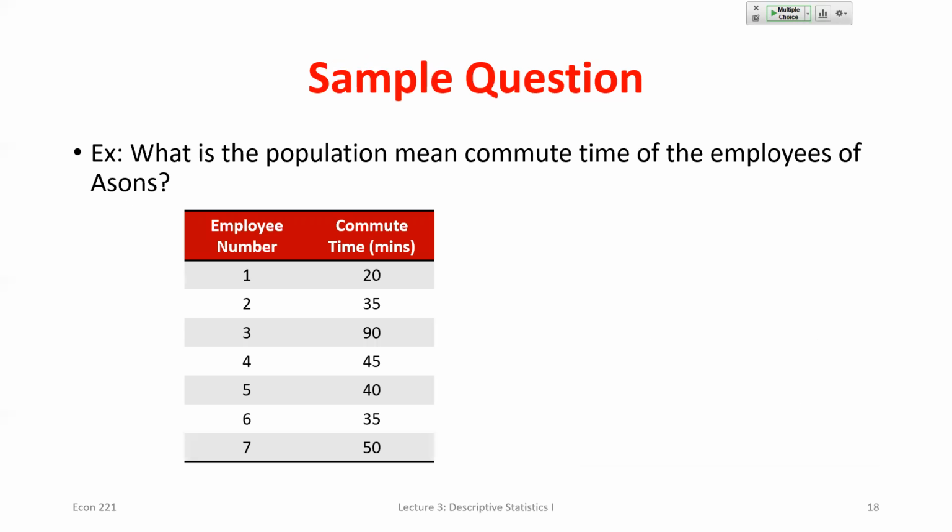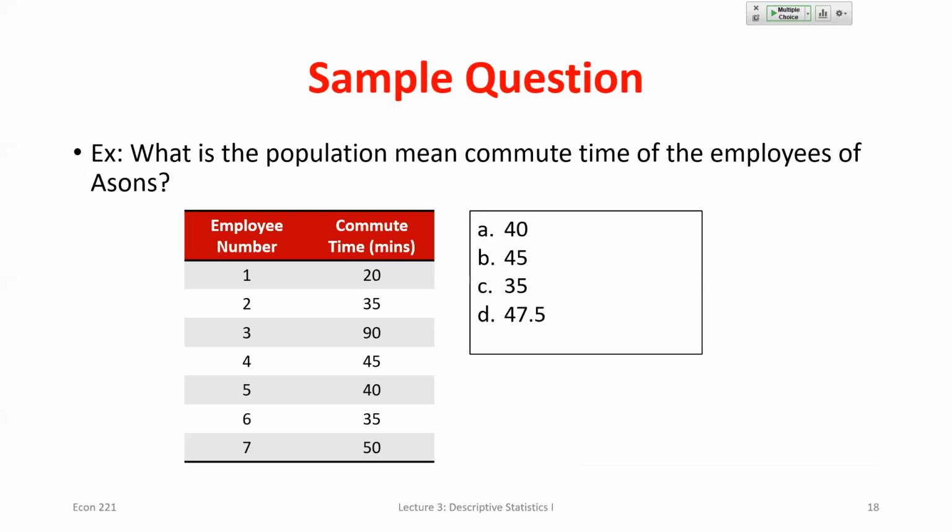So then I would say, okay, what if I had something like this, where I want the population mean commute time of employees at a company called ECON? It's the exact same idea. I've still got 7 observations. It's just that now instead of points scored, I've got a commute time. So I add up all the commute times, and I divide by the total number of observations I have here, which is 7.